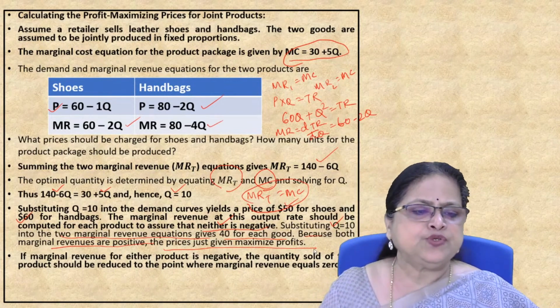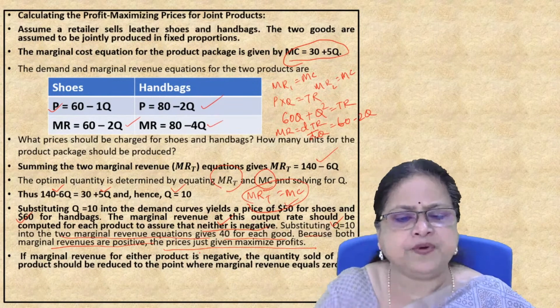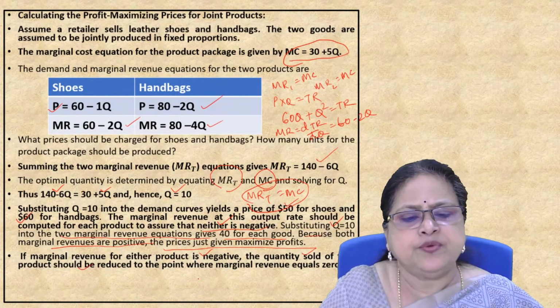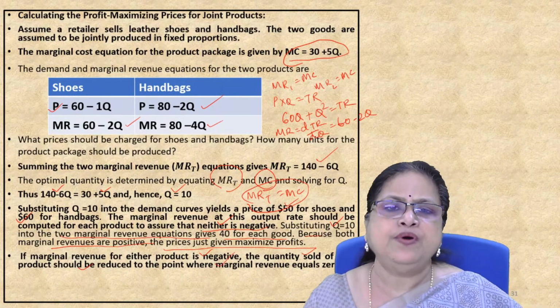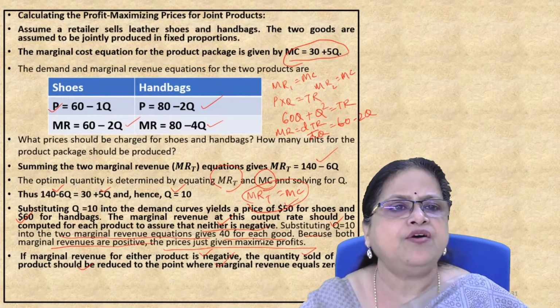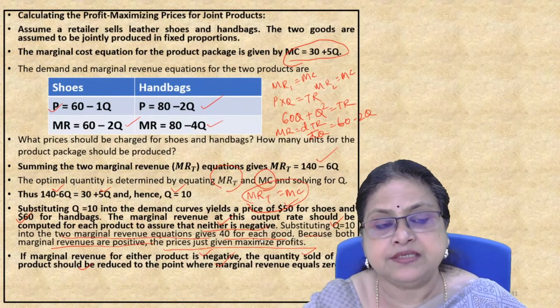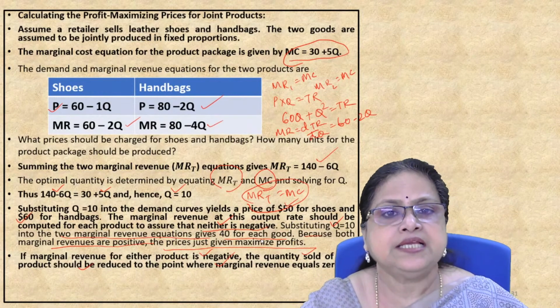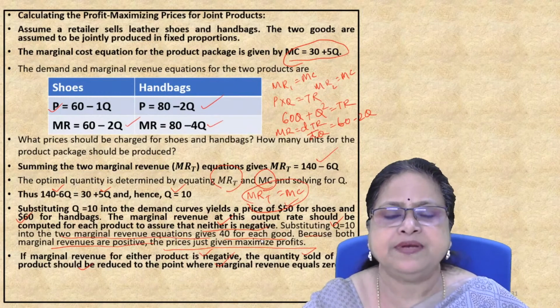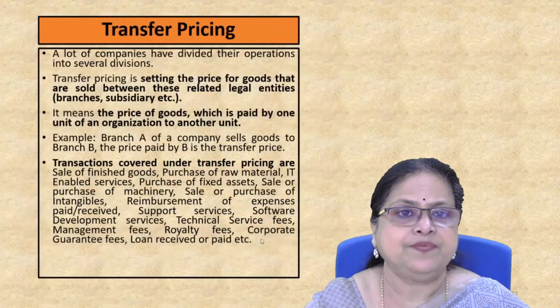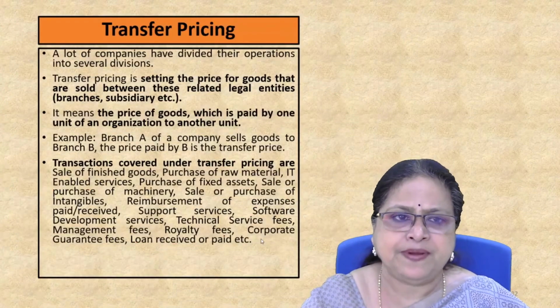If marginal revenue for either product is negative, the quantity sold of that product should be reduced to the point where marginal revenue equals 0. This is the idea of calculating your profit maximizing pricing strategy in the case of joint products, that is, setting profit maximizing prices for joint products. Now next is transfer pricing.